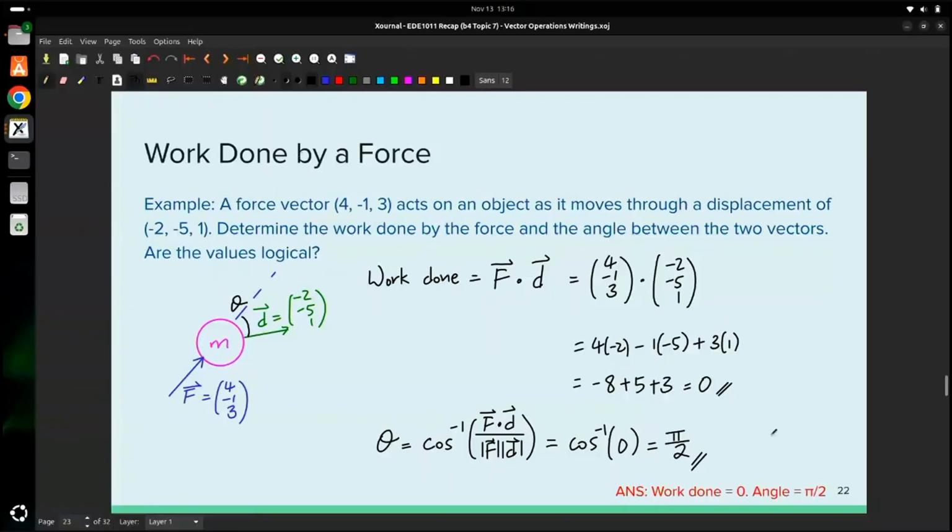Okay, so maybe we can just give a reason. So, logical, since F is perpendicular to D, the work done has to be 0. So the values must agree in this case. Any questions? Good.